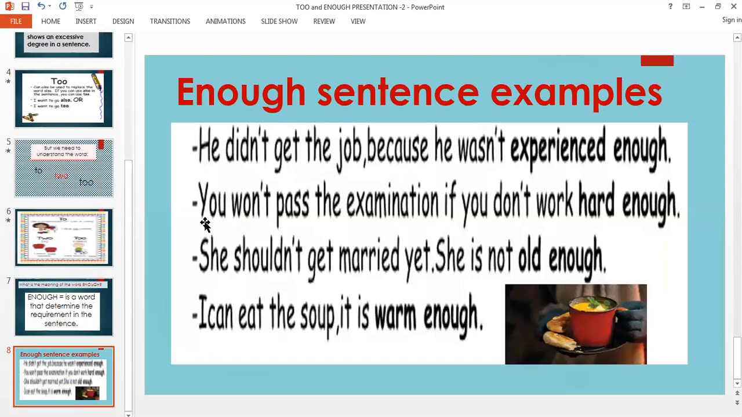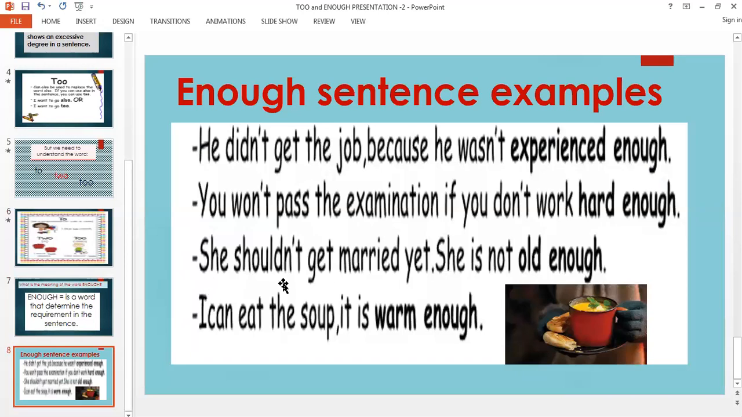In number two: You won't pass the examination if you don't work hard enough. Again, "don't work hard enough". The requirement here, "enough", is telling that you cannot pass the exam if you are not going to study well. That is the requirement in this sentence. You need to study enough in order for you to pass the exam. That is the requirement.